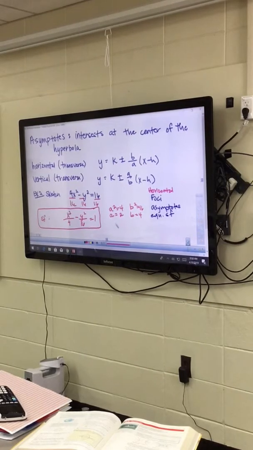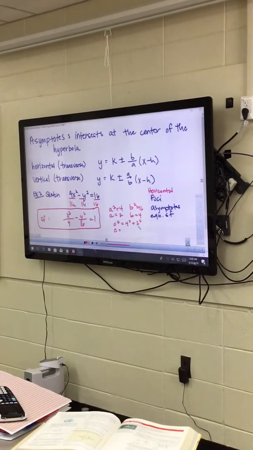So c squared would be 4 squared plus 2 squared. 4 squared is 16. Why are you squaring 4? Because it's a squared plus b squared, or the way I've written it, b squared plus a squared. I thought it was a minus b. For a hyperbola? That's for an ellipse, but for the hyperbola it's plus. So c is root 20, or 2 root 5.